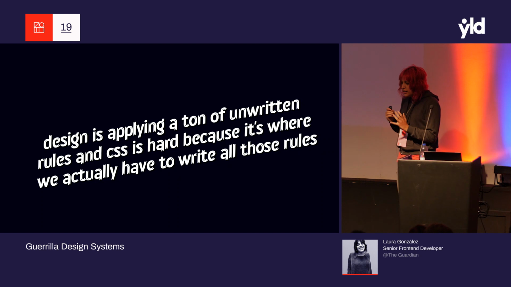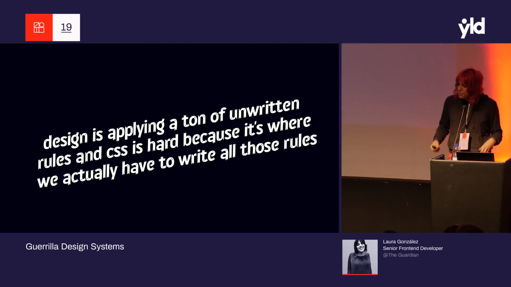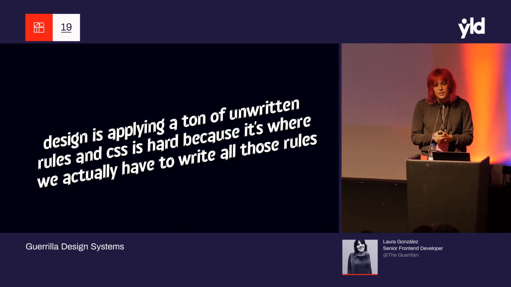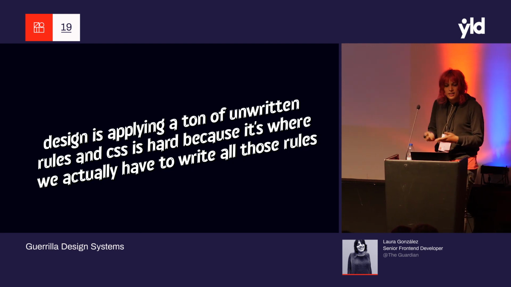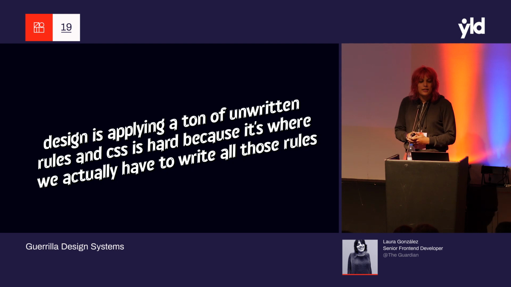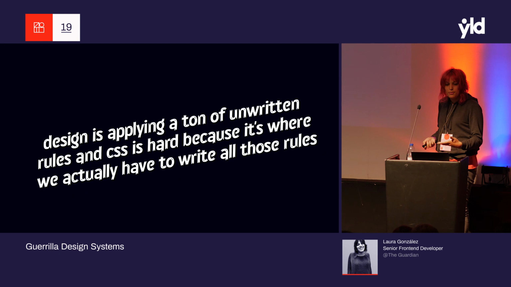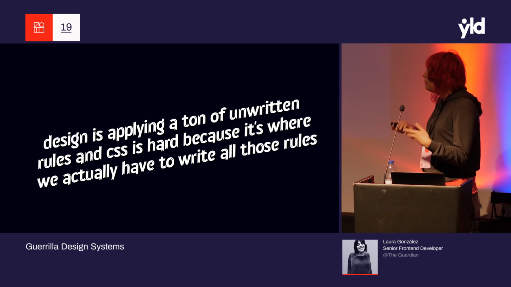Design is really applying a ton of unwritten rules, and CSS is hard because it's where we actually have to write all those rules. That's something I live for as a developer. This can be super tricky to do right, but it's super important when it comes to building scalable, modular, and maintainable front-end code. It's super hard to pull off, not just because it's hard, but because of this. Basically, design systems sort of help you bypass this.